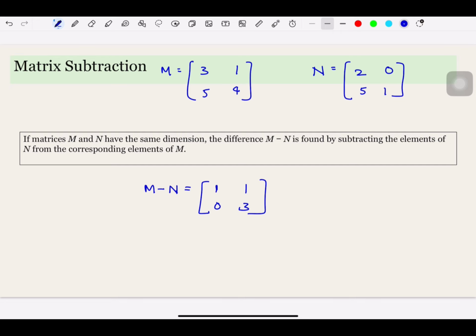Okay, so overall, when you're doing subtraction, the two matrices should have the same size. That means same number of rows and same number of columns. And then when you're doing the subtraction, you have to subtract each element in N from the matching number in M. And if the sizes don't match, you don't do the subtraction, because subtraction is not allowed. Okay, so let's try some examples.